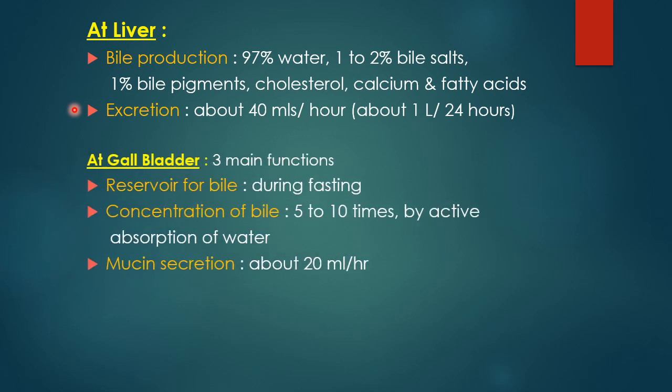In the gallbladder, three main functions take place. First, it is the reservoir for bile, especially during fasting, where bile is stored in the gallbladder to be released after meals. Second, concentration of bile takes place in the gallbladder to about 5 to 10 times the original concentration, and this is done by the active absorption of water. The third function is mucin secretion, which is around 20 mL per hour.